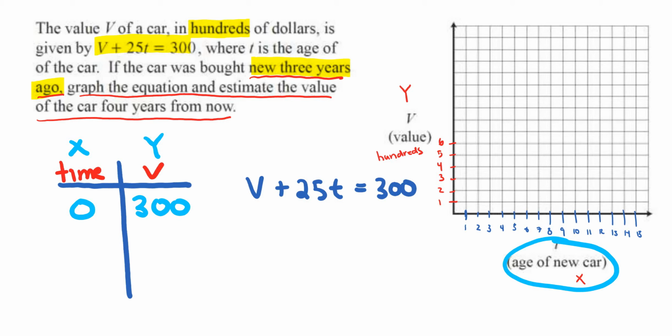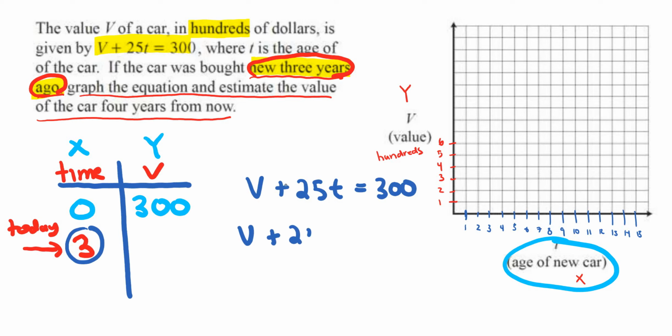All right, so how do we kind of put this 3 years? It was bought 3 years ago, right? So this is today. Okay, so this question is kind of asking you to think about this question 3 years in the future, right? Because 3 years ago it was new, right? So you have to ask yourself, what is the value of the car, you know, after 3 years, right? So if you wanted to use this value of 3 here, you'd do value plus 25 times 3 equals 300. And if you actually multiply numbers here, you get 75. 3 times 25 is 75, and that would equal 300.